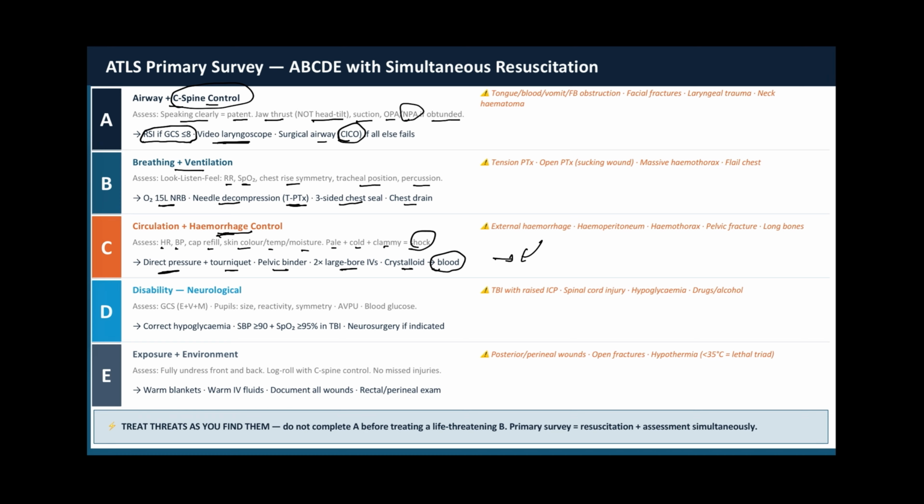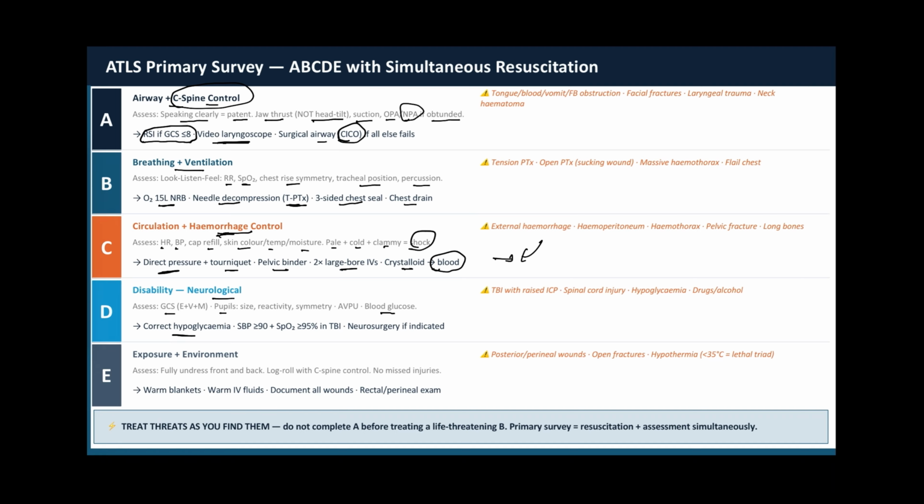Okay. In disability, we are assessing the neurological status of the patient. Here we have three components: GCS, pupillary size, and the most important and most reversible condition, the blood glucose, that is hypoglycemia. Correct hypoglycemia as soon as you find it, because it takes minutes to reverse it.